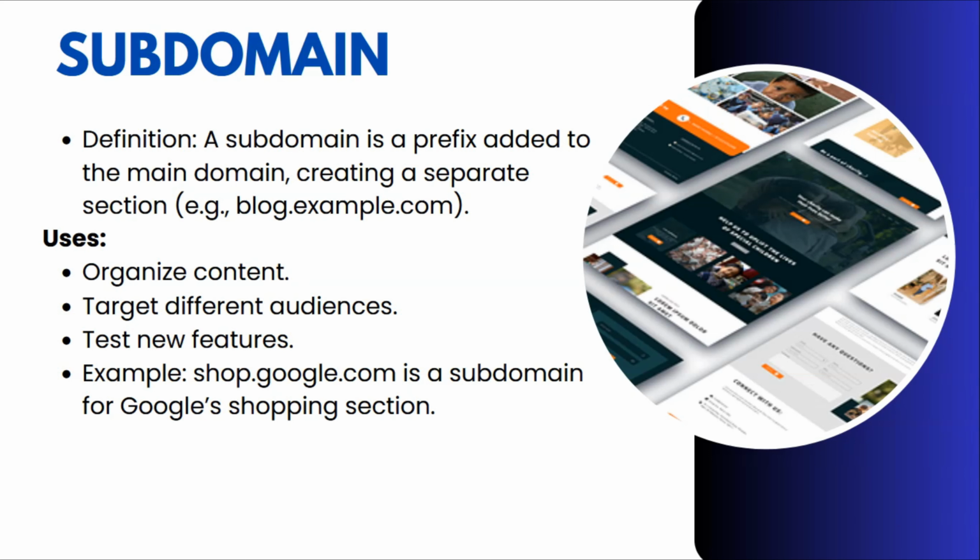And thirdly, you can use it to test new features of your website. Let's say there are new features you want to integrate into your website. Instead of integrating them directly, you can create a subdomain and use that subdomain to integrate those things and test them to make sure that they are working and that they will not interrupt the operation of your website. When you are satisfied, you can then move it to your main website. So that is what it is used for. The example, like I mentioned, is shop.google.com, a subdomain for the Google shopping section. This is very important.